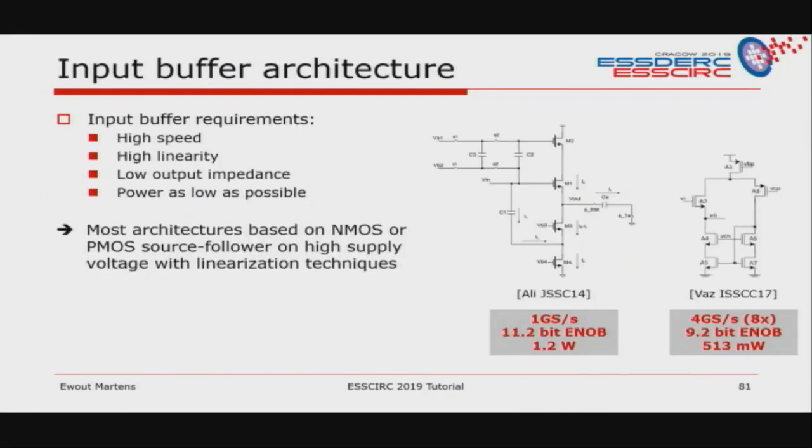So the input buffer is also an important thing. You need high speed, high linearity. It needs to give a low output impedance, and of course the power should be as low as possible. Most input buffers are based on source followers, like NMOS or PMOS based source followers. You put them on a high power supply. So here are two examples. You don't have just the source follower, of course. You have some linearization loops around it, but they still consume quite a lot.